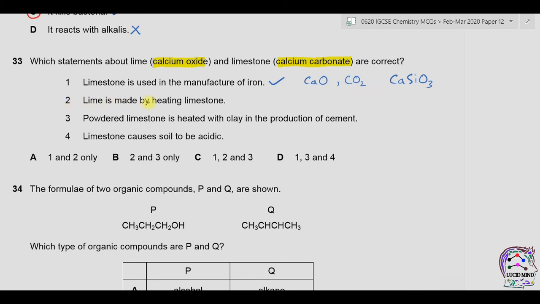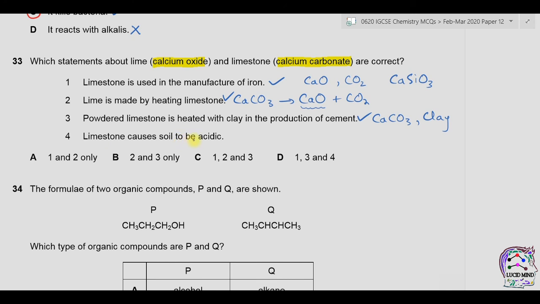2. Lime is made by heating limestone. When limestone, such as calcium carbonate, is heated, it produces calcium oxide and carbon dioxide gas, and calcium oxide is also called lime. So this is true. 3. Powdered limestone is heated with clay in the production of cement. So therefore, as we know, calcium carbonate and clay both in the form of powder can make cement. So this is true.